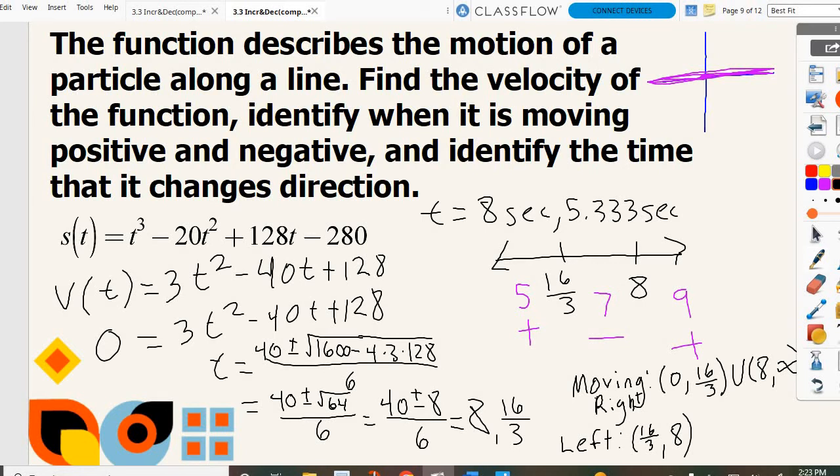So that would be a maximum. You would be going from positive to negative, so it would be 16 over 3. That's in the middle of 5 to 7, right? That was our critical point that we found. Okay. That's right. Awesome.